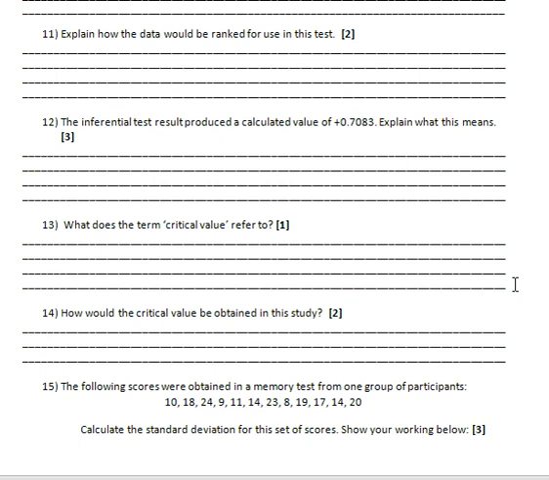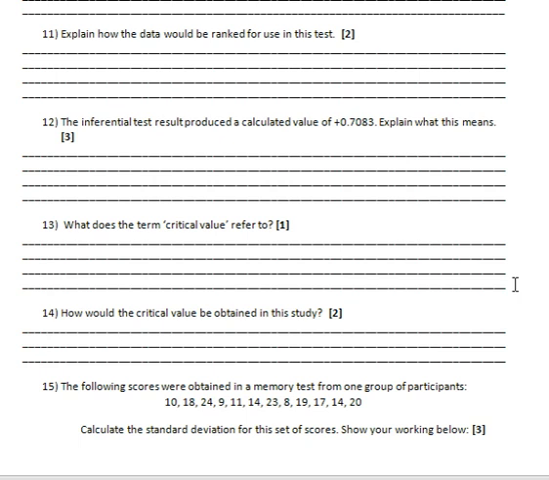Question 14 was, how would the critical value be obtained in this study? Now this study, remember, is about a correlation, so you have to mention that you're getting the critical value from the critical values table of a Spearman's rho or Spearman's rank correlation. A lot of you are saying getting the critical value from a table, but you need to mention the statistical test because that's your context that is applicable to this study. So you have to say critical values table for Spearman's rho.